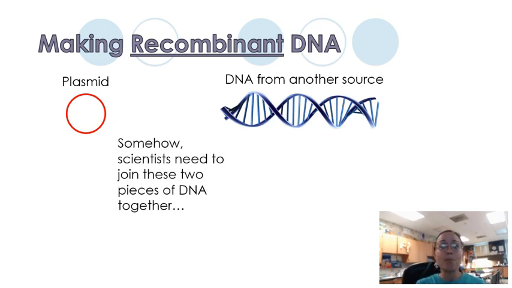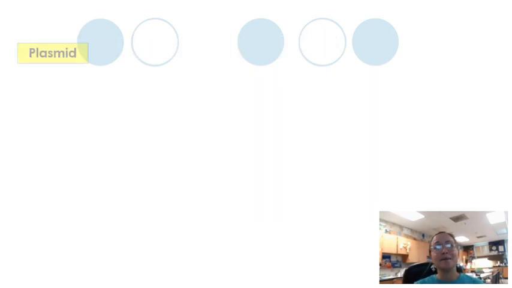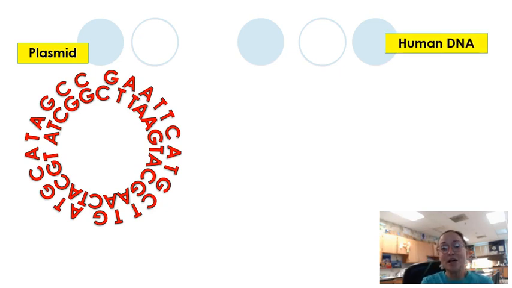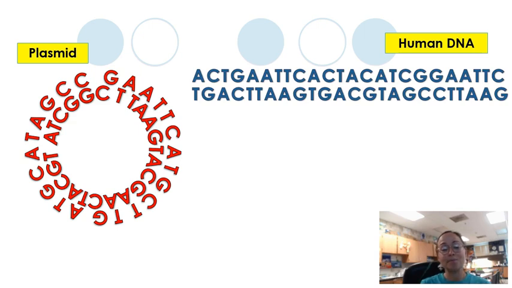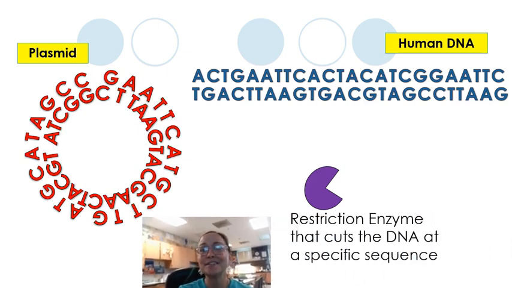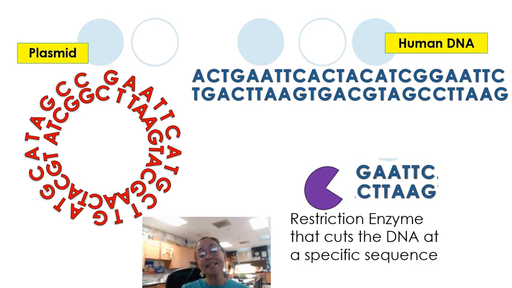So, luckily for scientists, they discovered these cute little enzymes called restriction enzymes that they can use to cut DNA at a very specific sequence. Restriction enzymes cut at a specific sequence, and anytime they see that sequence, they cut the DNA.